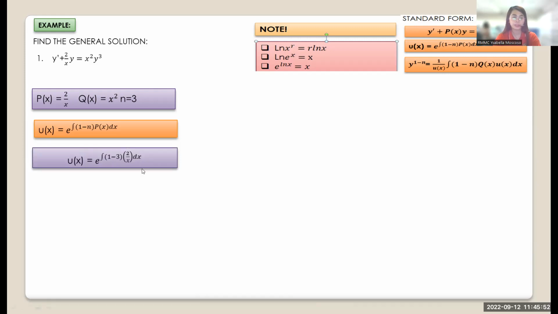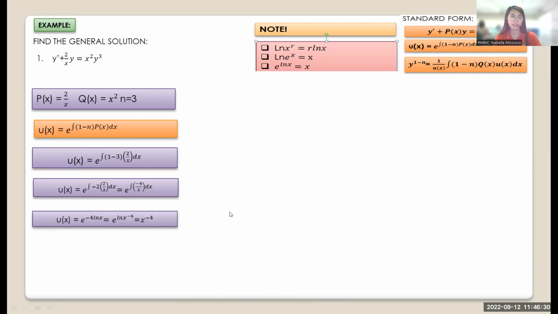That is equivalent to e raised to the antiderivative of 1 minus 3 quantity of 2 over x dx. So before you integrate that one, let us simplify the equation. Okay? 1 minus 3, that is negative 2. So negative 2 multiplied by 2 over x is equivalent to negative 4 over x. So going back to the principle of your calculus, okay? You already know that one. So you have e raised to negative 4 ln of x. To simplify, r ln u is equal to ln u raised to r. That is e raised to ln x raised to negative 4. Since this will cancel, therefore your integrating factor is equivalent to x raised to negative 4.